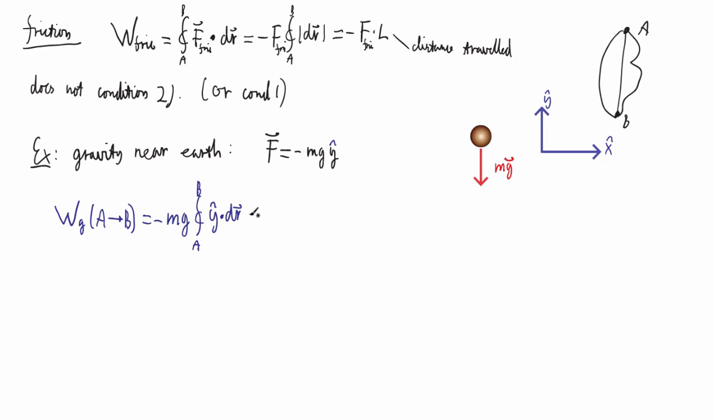Now this makes it relatively simple to calculate, because we can just see that dr, of course, is dx, dy, dz. So this becomes therefore equal to minus mg times the integral first of y hat scalar the dx component here, which is 0 dx. Then we get 1 times dy, and then we get 0 times dz.